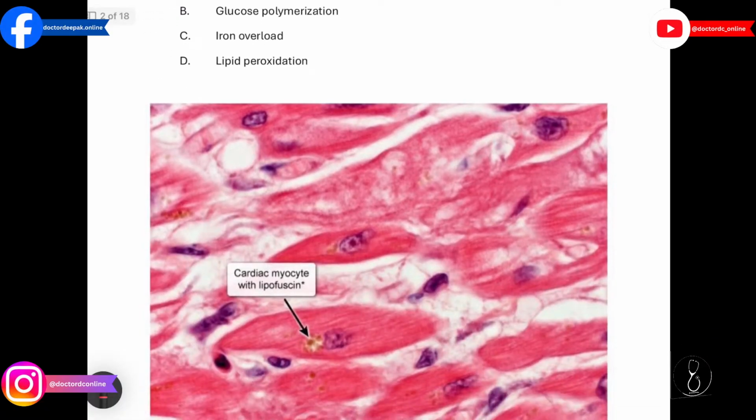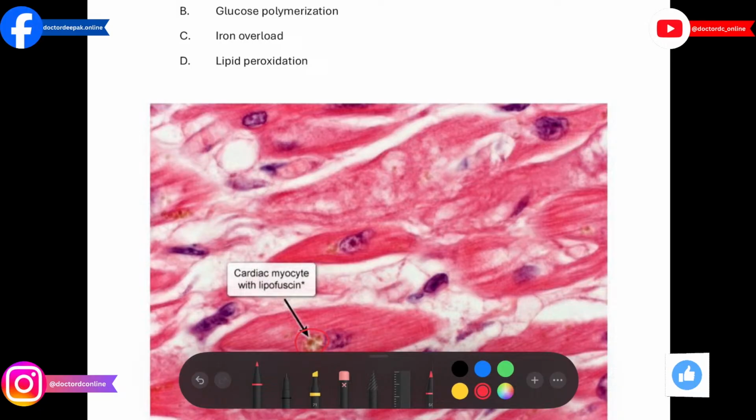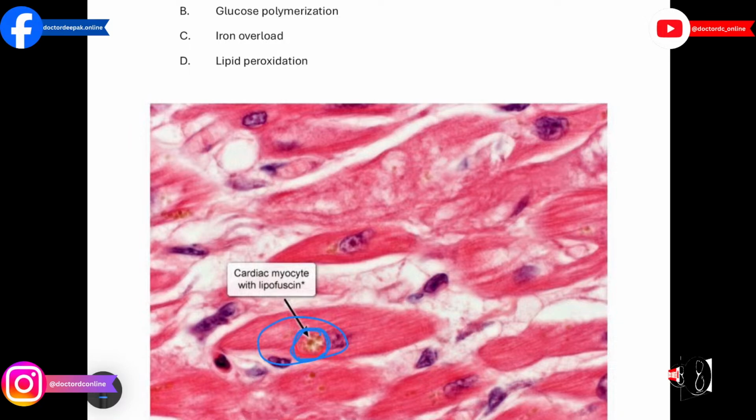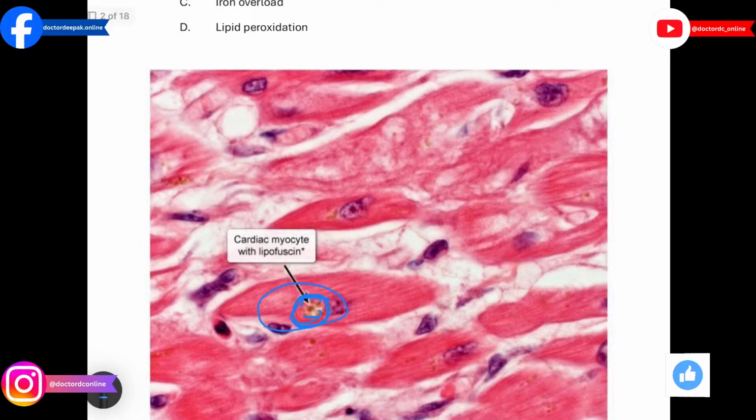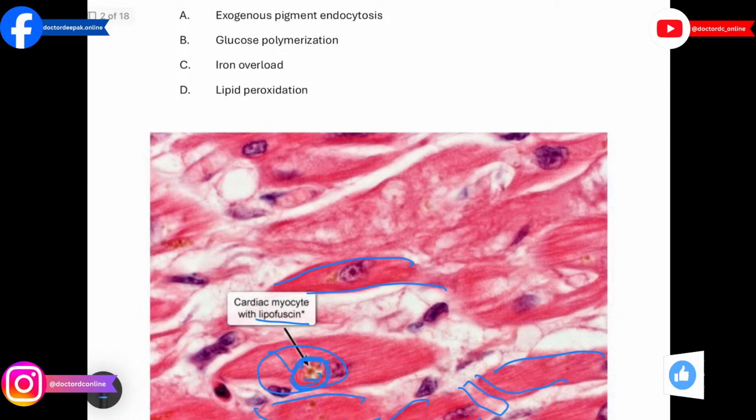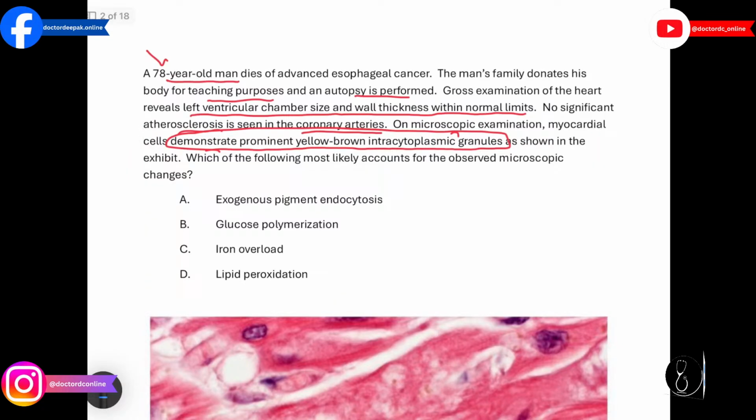These are the brown granules, correct? That is shown in this slide. It's cardiac myocytes, and they have that brown pigment. Lipofuscin is also one indication of aging. So what will be the answer?